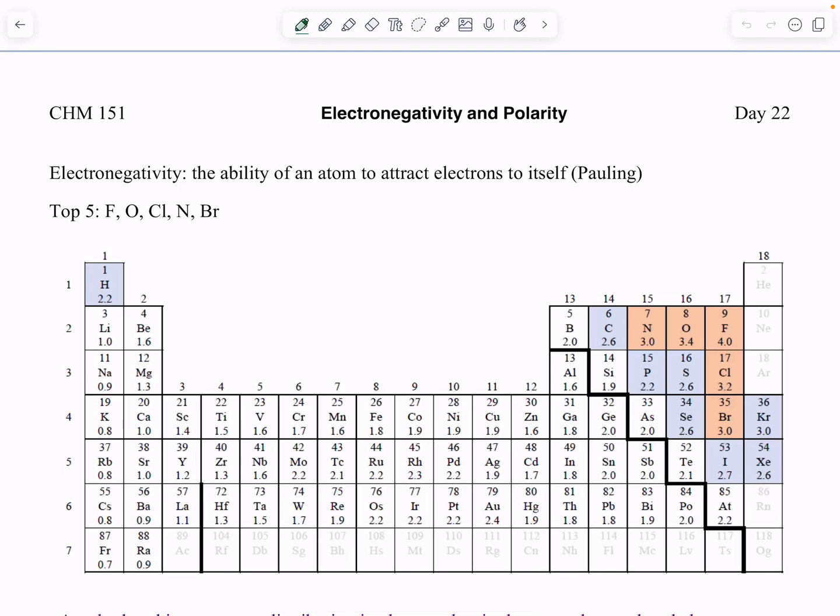We're going to talk about electronegativity and polarity. We're going to talk about polarity of molecules now, or polarity of bonds. Polarity of bonds. So is a bond polar or not? First, let's define electronegativity. That is the ability of an atom to attract electrons to itself.